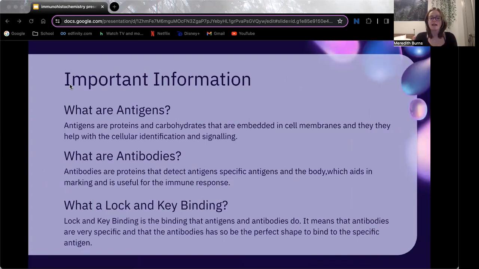First off, antigens are proteins and carbohydrates that are embedded in the cell membrane, which is a protective barrier that is on the outside of cells. And those antigens are there to help with cellular identification and signaling. While antibodies are proteins that detect specific antigens, which aids in marking and is useful for the immune response. Both antigens and antibodies fit together in a bind called lock and key binding, which pretty much means that an antibody can only bind with a specific antigen.